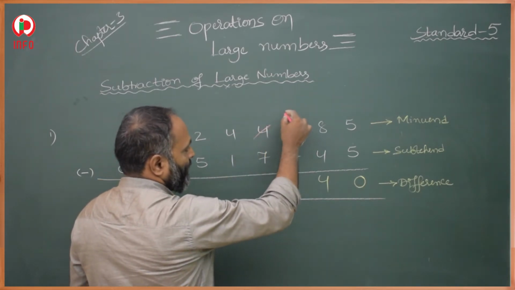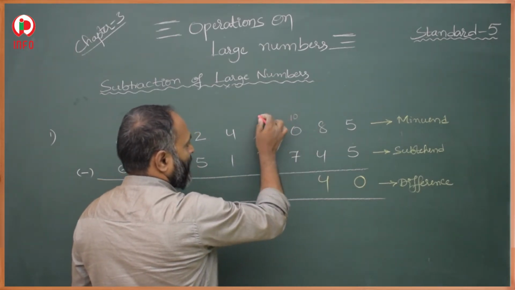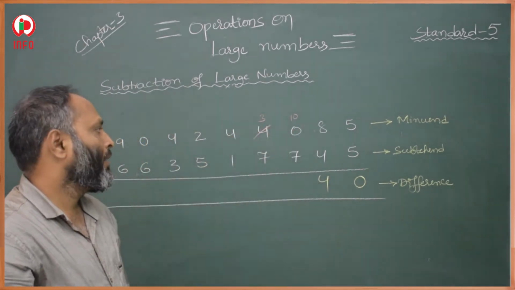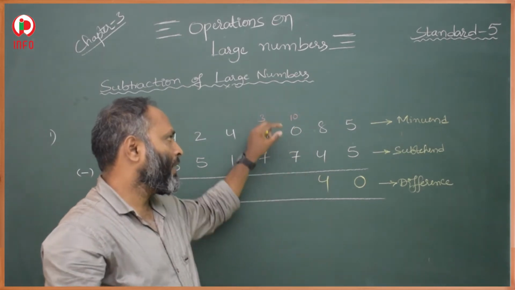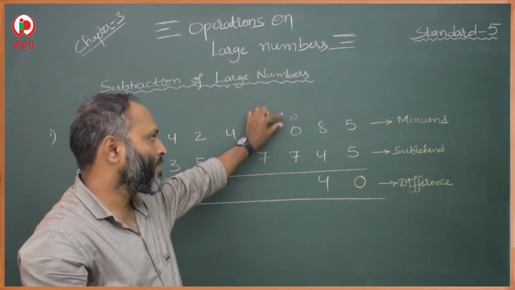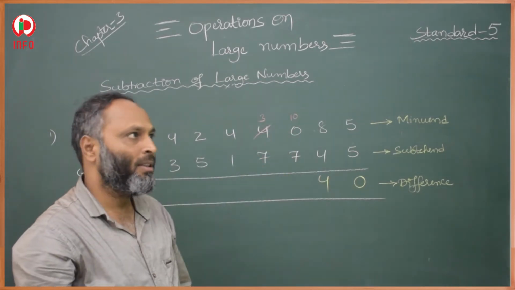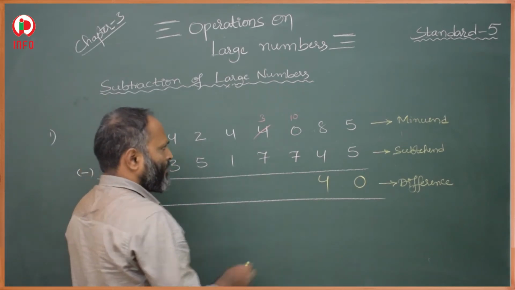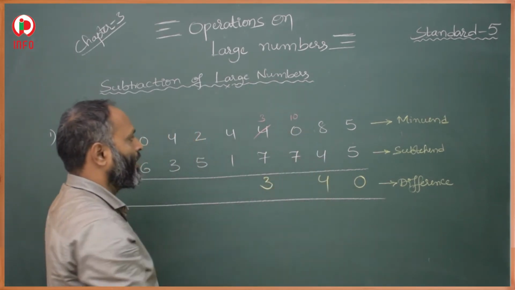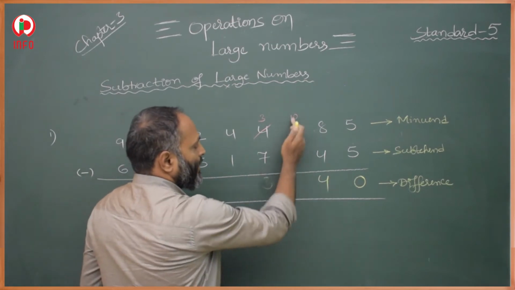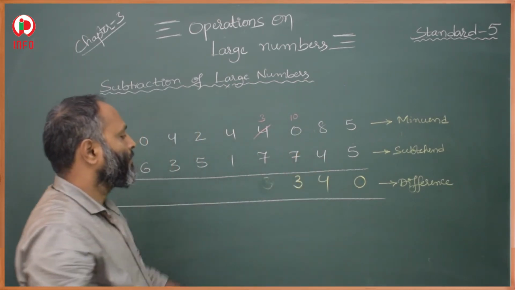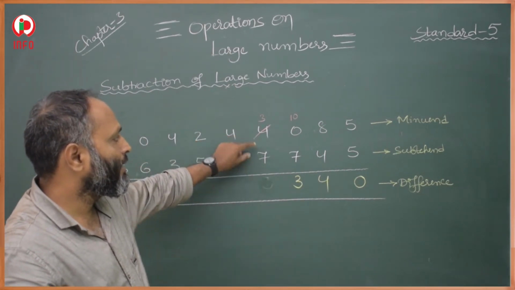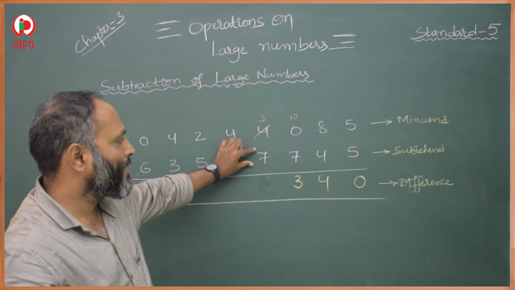So if you take a borrow from here, the 0 will become 10, and this will become 3. So it is 10 and it is 7. Now 10 is bigger than this, which means the minuend is bigger than the subtrahend, so we can subtract. 10 minus 7 is 3. After that, 3 is here and 7 is here.